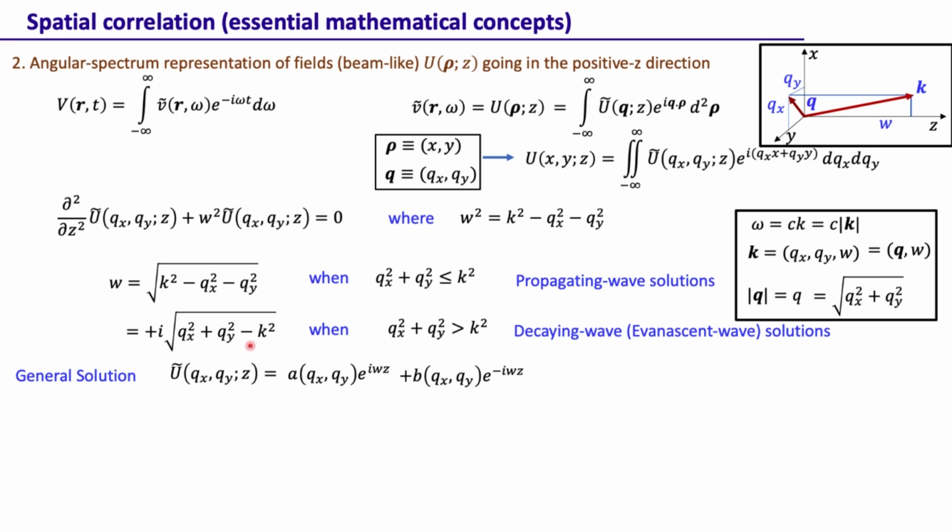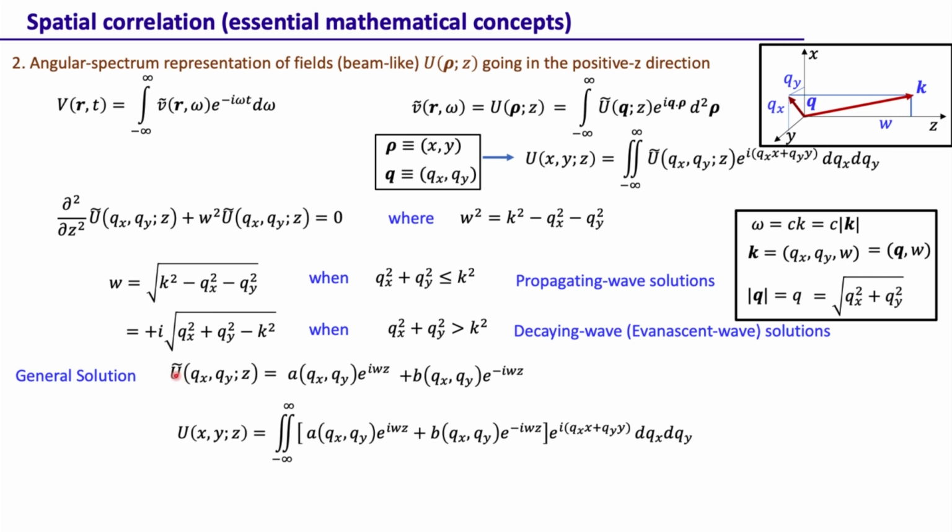But here we are not interested in the decaying solution. We are only interested in the beam-like solutions that are propagating in the positive z direction. So although these are physical solutions, we will not be looking at them, and we only concentrate on the positive propagating wave solution. That means we are only taking the positive values of W. So that is the solution that we have.